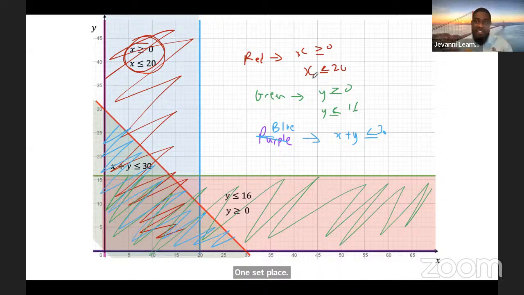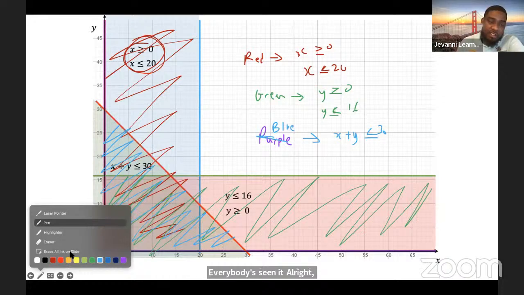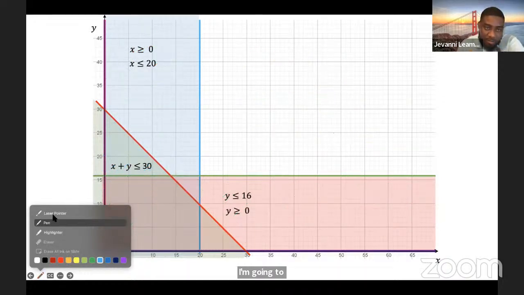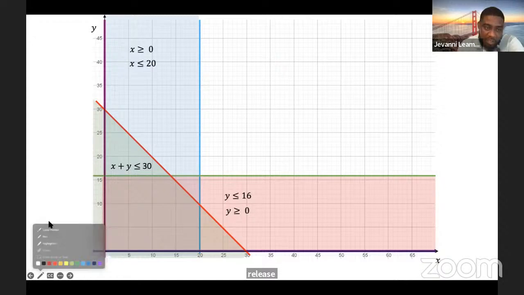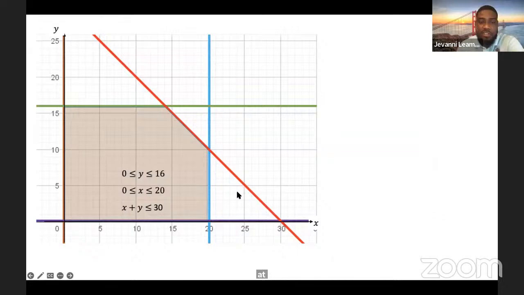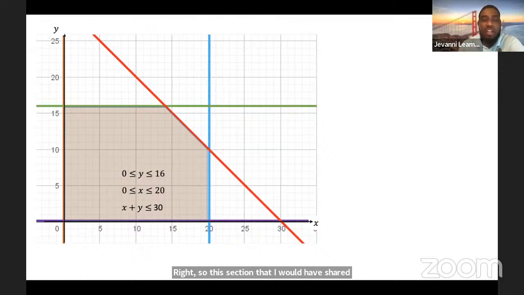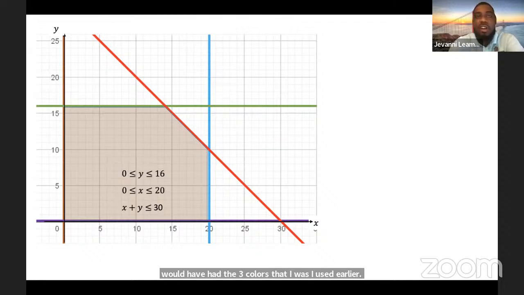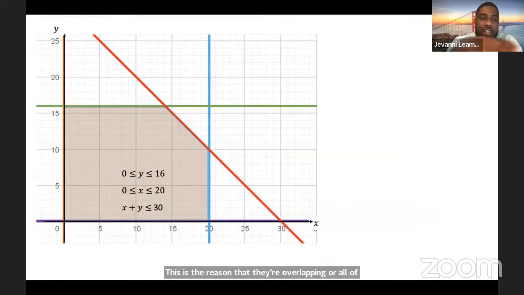So we're going to zoom in a bit. I just did this to make sure that everybody's seeing it. Could you go over the boundary of the part that has all three? So maybe they could see the boundary of the region that covers all 3. I'm going to zoom in. All right, so this is the zoomed in aspect of it. This little section that I would have shaded, which would have had the 3 colors that I used earlier, is the region where they're overlapping, where all of them are basically in each other's way. So that is the region.